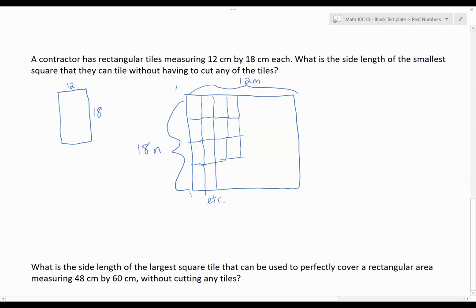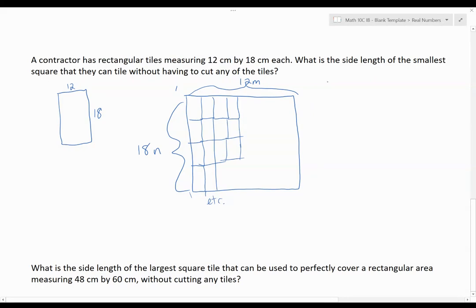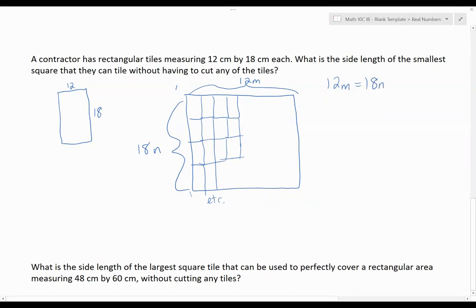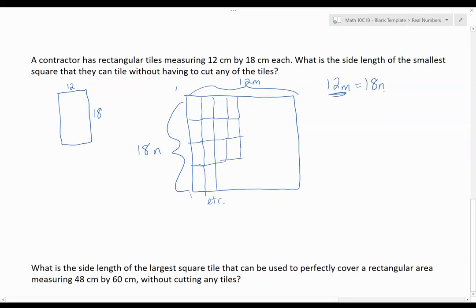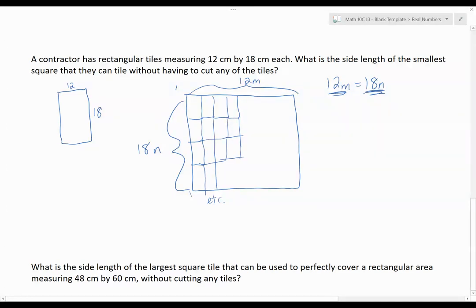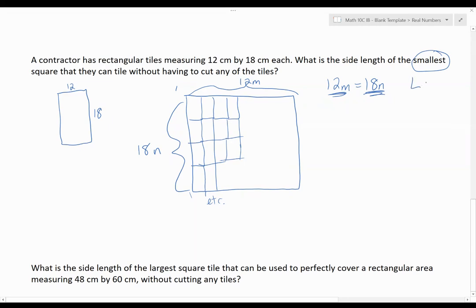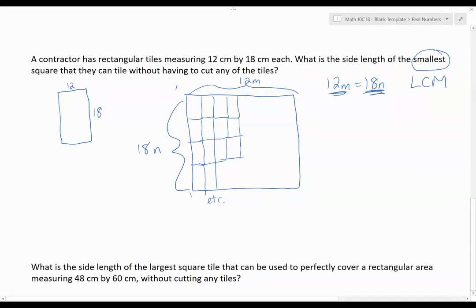So I'll call that n, 18n. And I want 12m to be equal to 18n. In other words, I have some multiple of 12 and I have some multiple of 18, and I want them to be the same. And I want to know what is the smallest number for which they are the same. So this is the LCM of 12 and 18.